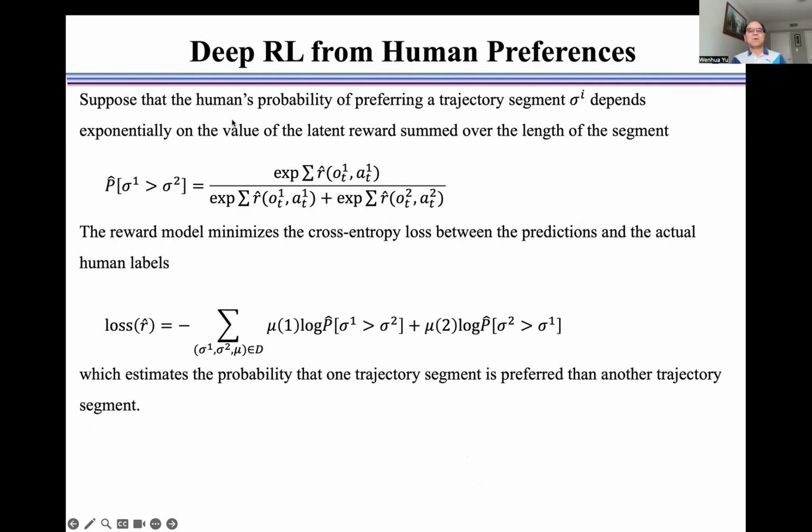Suppose that the human probability of preferring a trajectory segment sigma i depends exponentially on the value of the latent reward summed over the length of the segment, as shown here. The reward model minimizes the cross-entropy loss between the predictions and the actual human labels, defined as here, which estimates the probability that one trajectory segment is preferred over another trajectory segment.